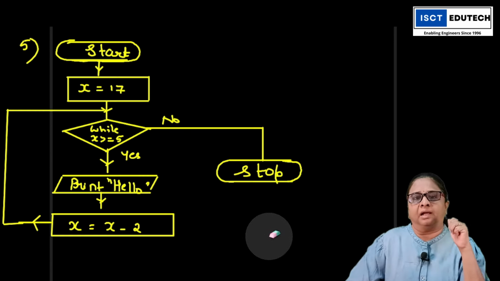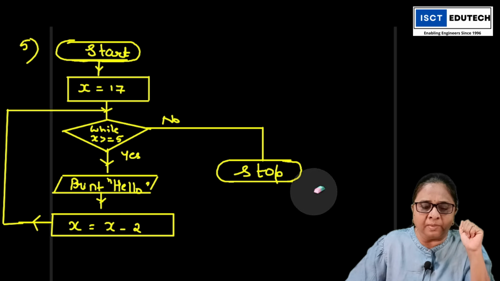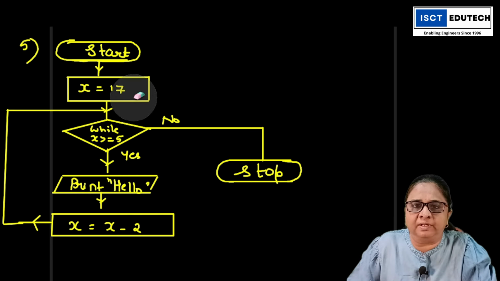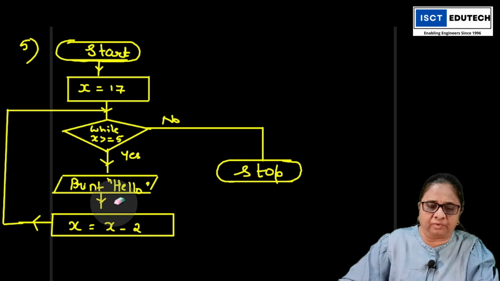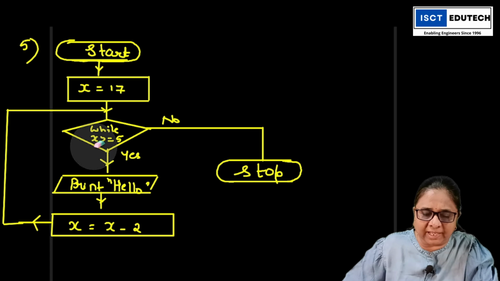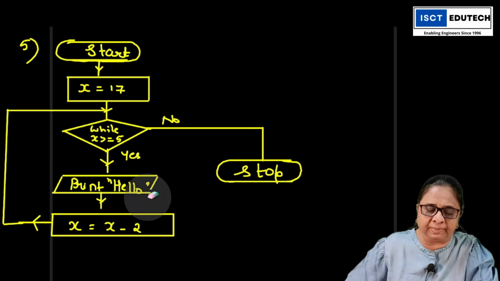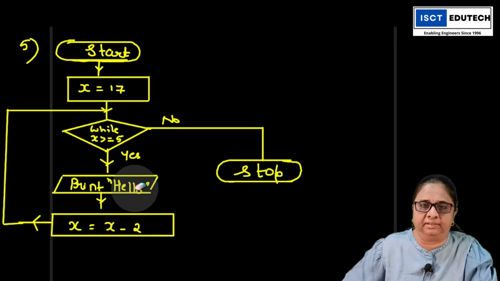Next, I have given one simple flowchart. Find out how many times hello is printed. Now this example is just to understand that we need not always use the count variable with count equal to 0. So I have made some changes over here. Look at this. I have taken x in place of count. X is equal to 17. This is the loop control variable. The condition is while x is greater than or equal to 5, print hello. X is equal to x minus 2, the loop repeats. So you have to find out how many times hello is printed. Pause the video, find out.